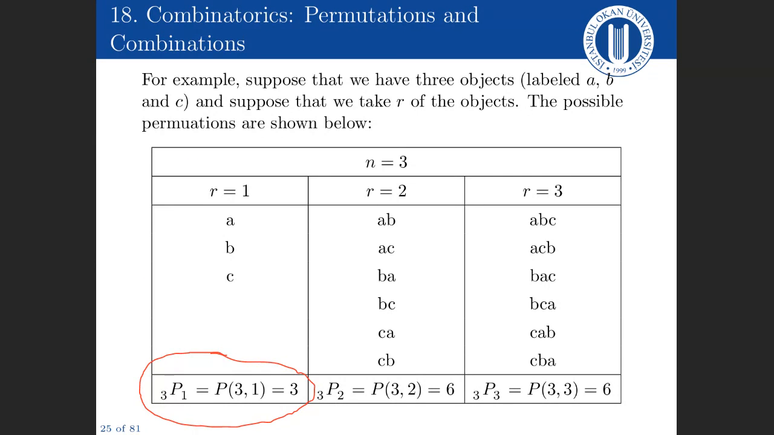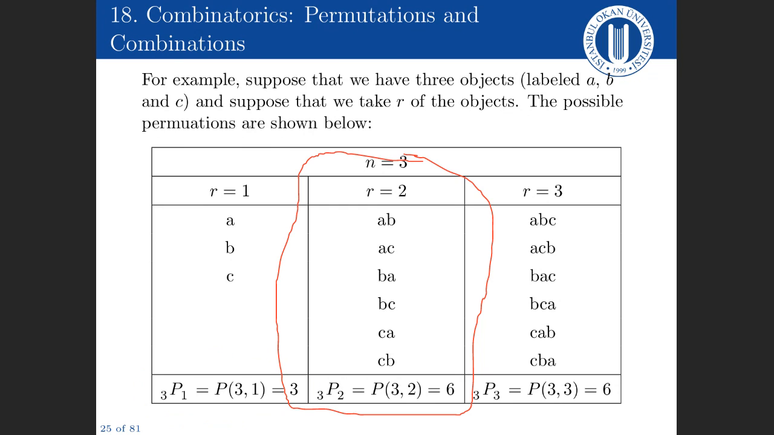How many ways of permuting 1 from 3? We can see that the answer is 3. Next, let's suppose that from our 3 objects, we take 2 objects and we arrange them in all the possible ways. We could take AB or AC or BA or BC or CA or CB. 3P2, the number of ways of arranging 2 objects taken from a total of 3 objects, we can see is equal to 6.